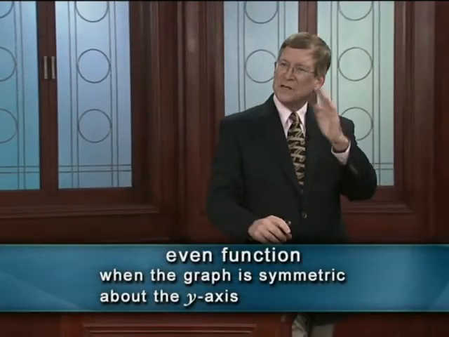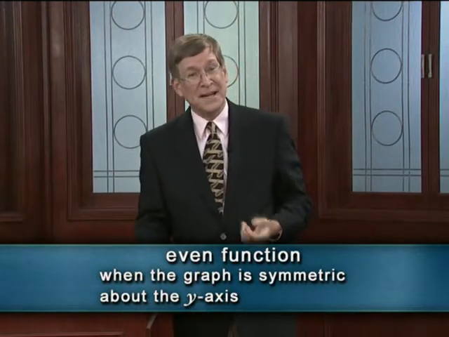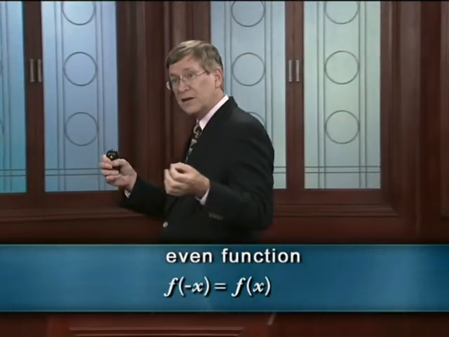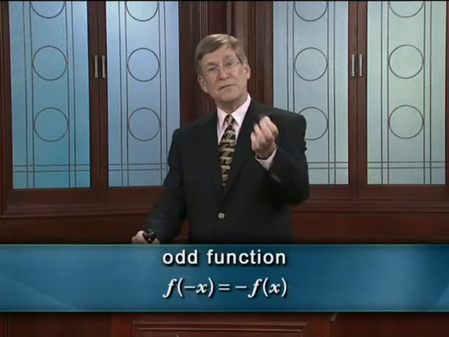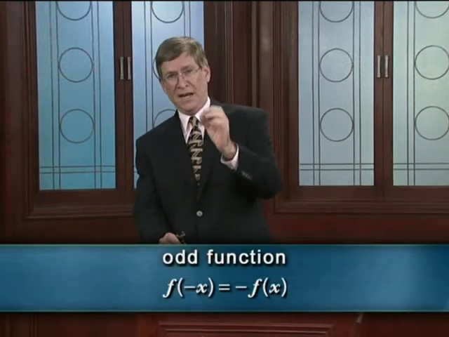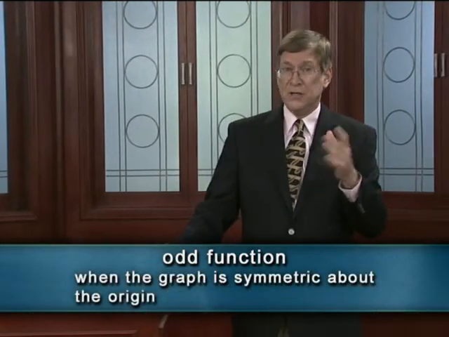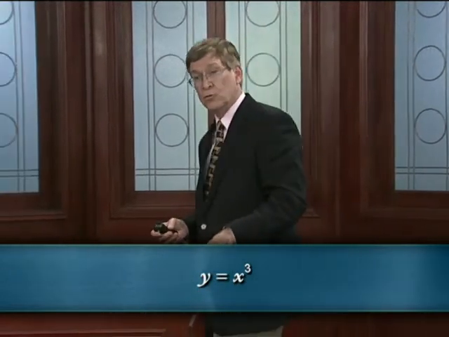So we noticed the symmetry of this graph, didn't we? It's symmetric about the y-axis, and that's called an even function. Technically speaking, an even function satisfies the equation f of minus x equals f of x. And then you have odd functions, and we'll see a lot of odd functions in this course. Odd doesn't mean weird. Odd means that f of minus x equals minus f of x. And these are functions that are symmetric about the origin. A typical example is the function x cubed. That's symmetric about the origin.